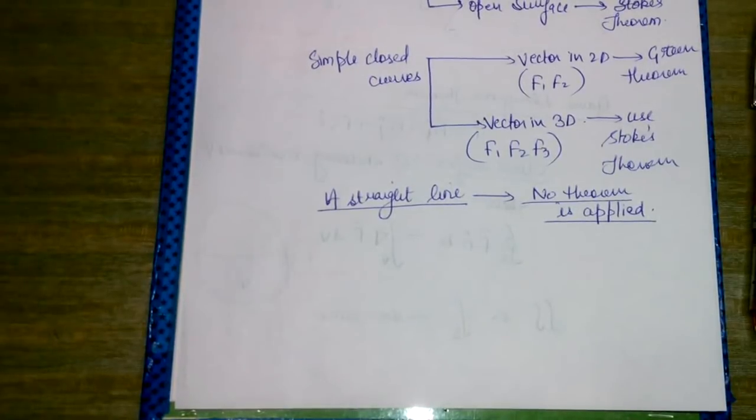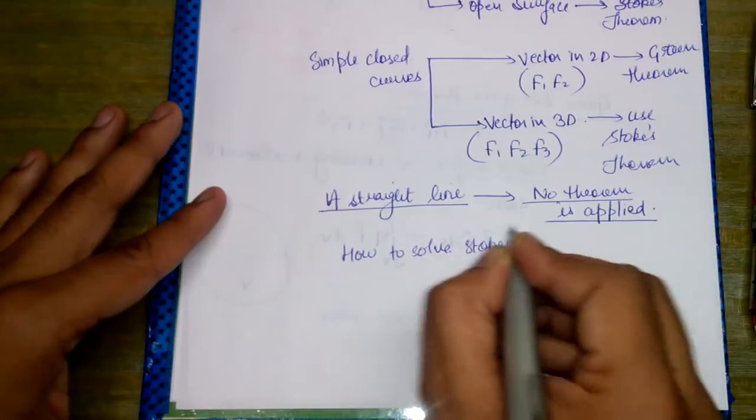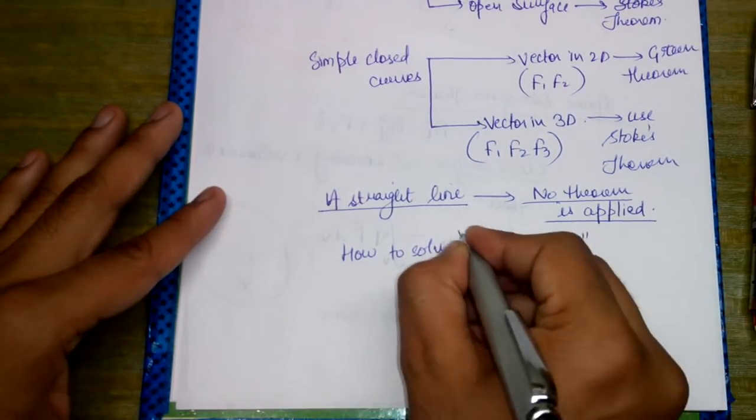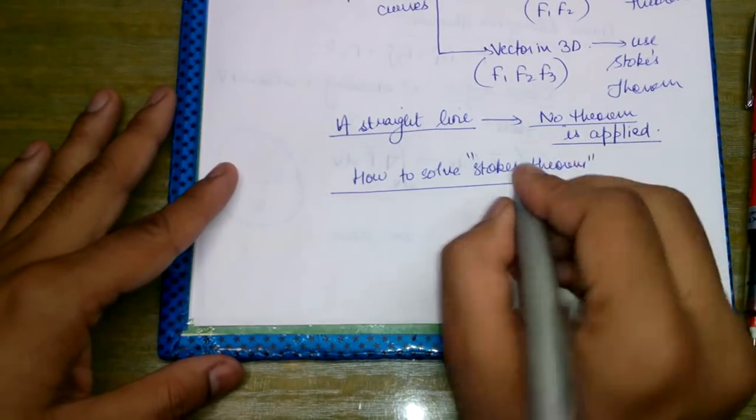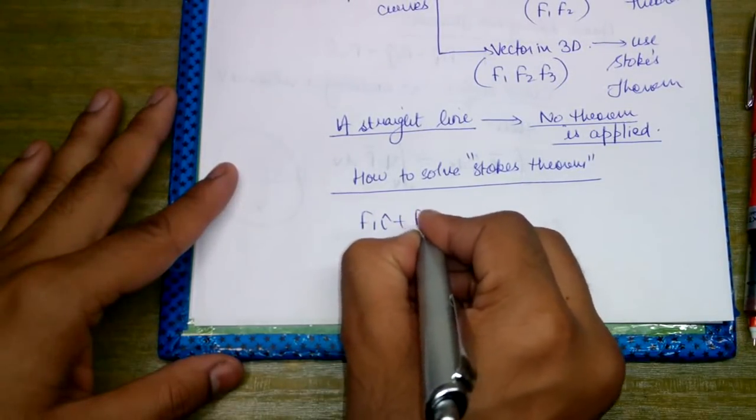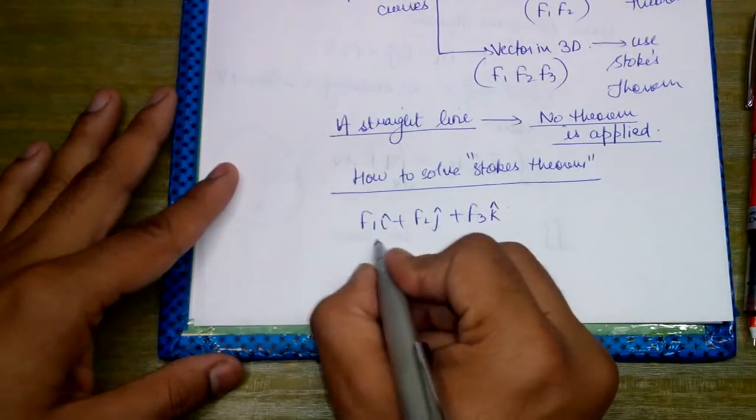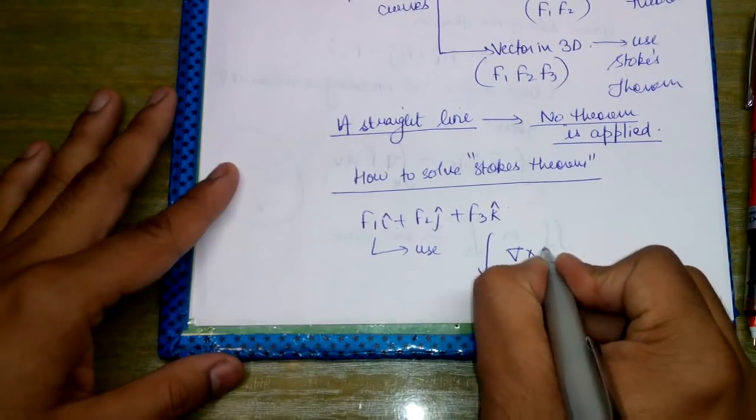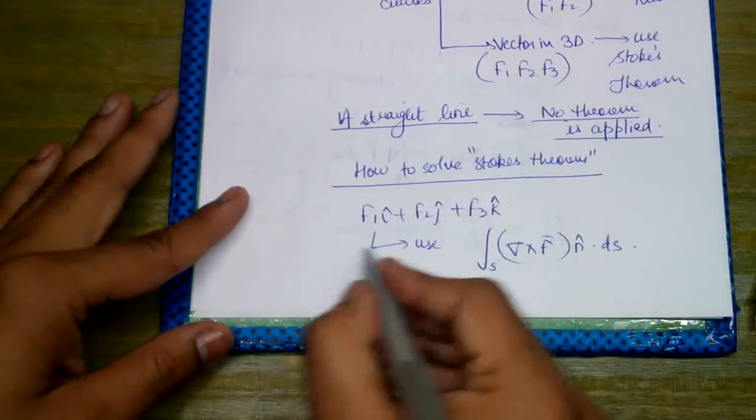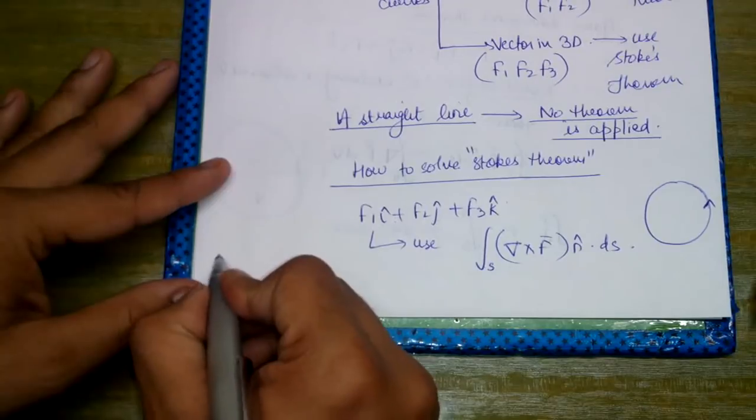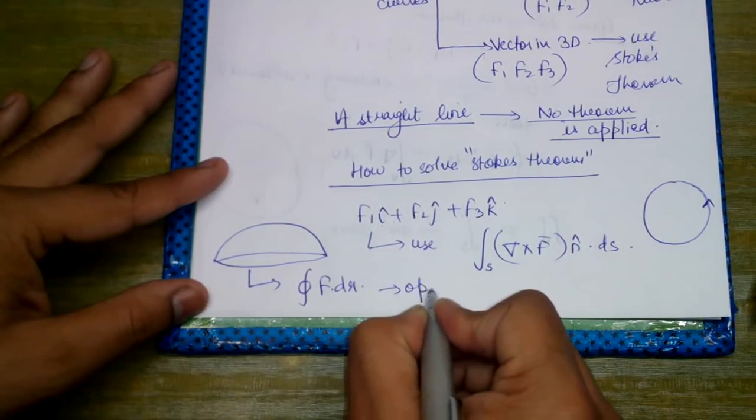Okay, and now how to solve Stoke's problems. When we are given a curve on a closed surface, with F1 i cap, F2 j cap, F3 k cap given, we will use the integral over S of nabla cross F dot n cap ds. And when the curve is on an open surface, like this, then we will use the integral of f dot dr.